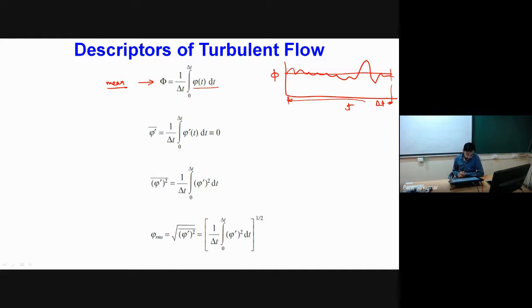Okay, now ideally, for our turbulent flow situation we should consider delta t approaching infinity, and then calculate the time average, but that will not always be possible. So while we select this time period delta t, we have to be very, very careful.